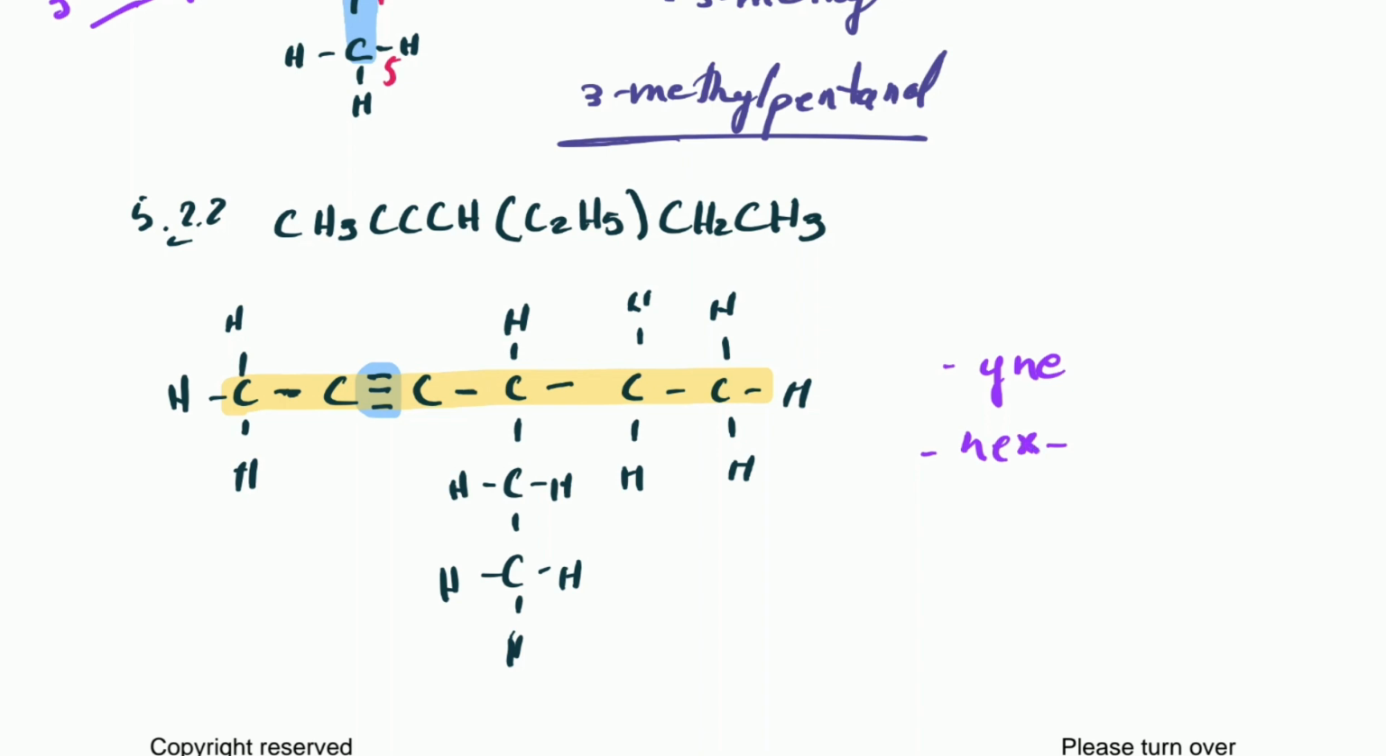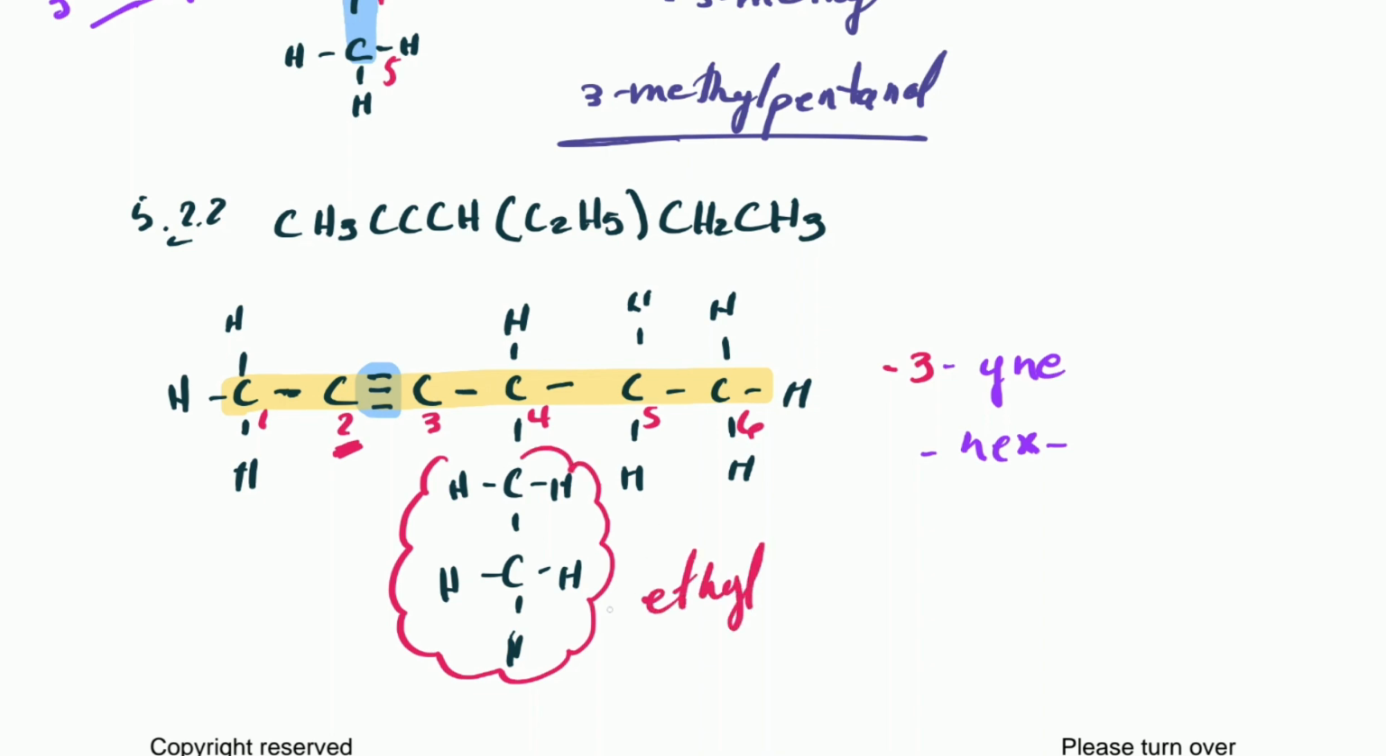Then we're going to count the carbons starting from the end nearest to the functional group as it is shown here. So that is how to count the carbons, and you can see that the triple bond is on the third carbon, and therefore it's going to be 3-yne. Now we are going to look for any substituent, and as you can see guys, here you have an ethyl. This one is an ethyl on carbon 4, it's a 4-ethyl.